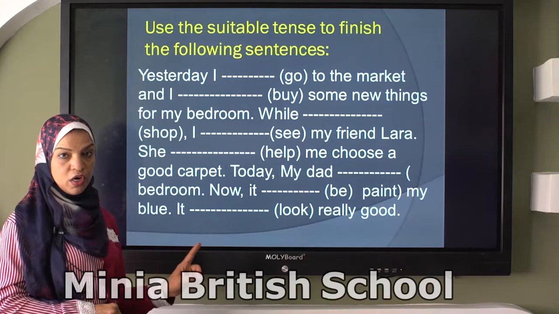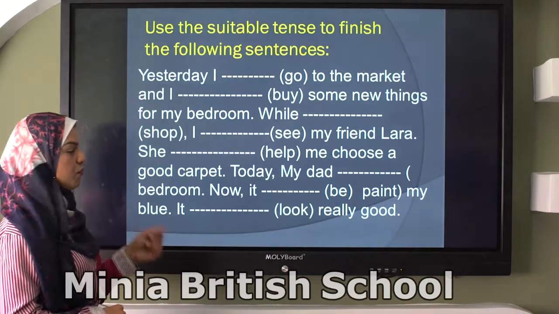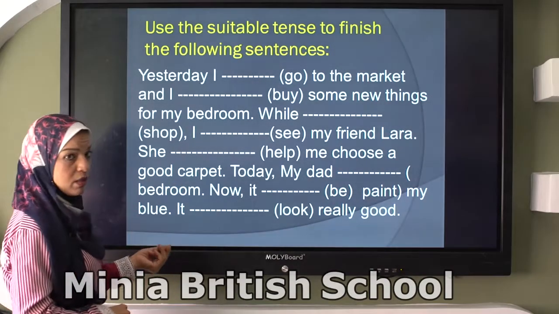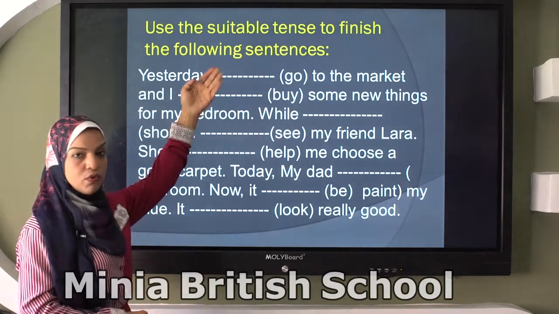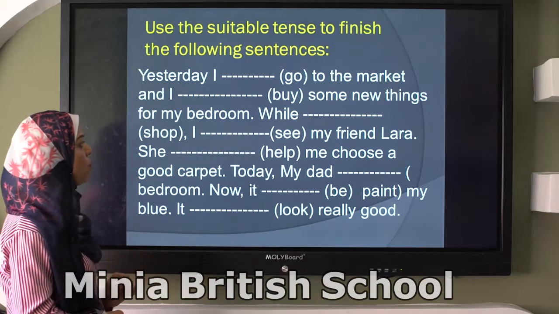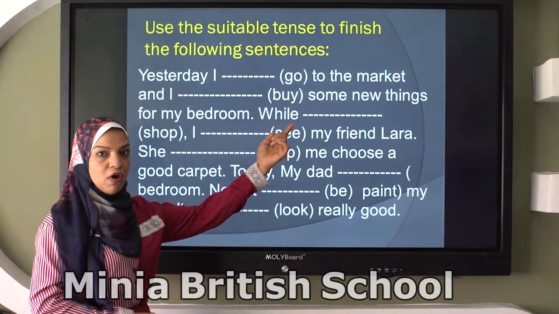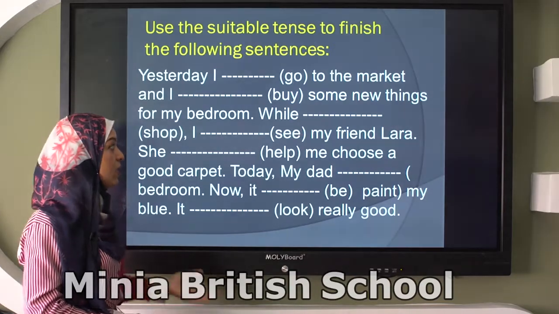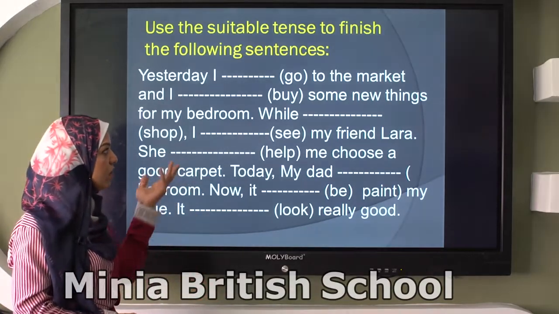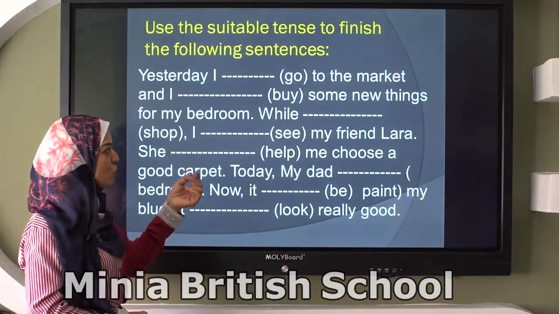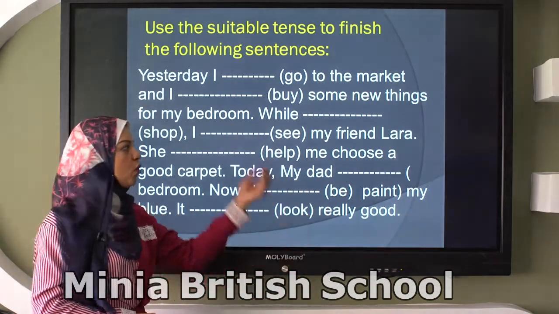Yesterday, and pay attention to the time frame here. Yesterday I to the market. Definitely the verb is go. We have to use went in the past simple tense, and I bought, because we have to follow the same tense, some new things for my bedroom. While shop, I don't have a subject here. If I have one, I say while I was shopping, but right here we don't have I or we, because you are referring to you and your mom. So right here you can use only the verb in the ing form, or the gerund form of the verb shop.